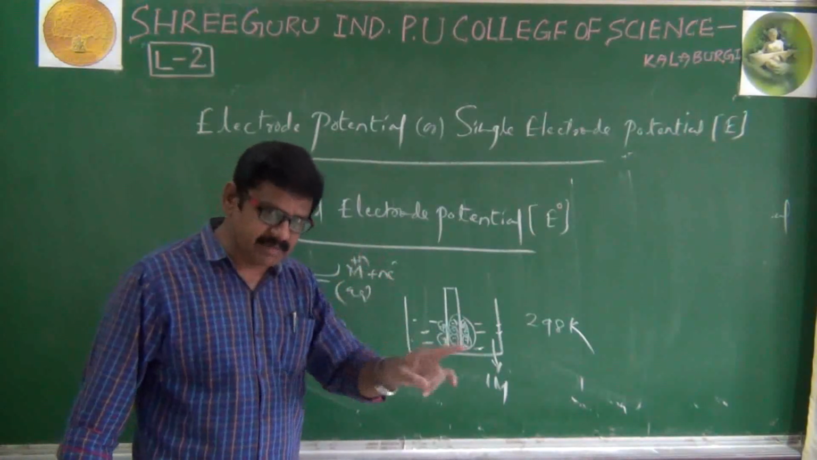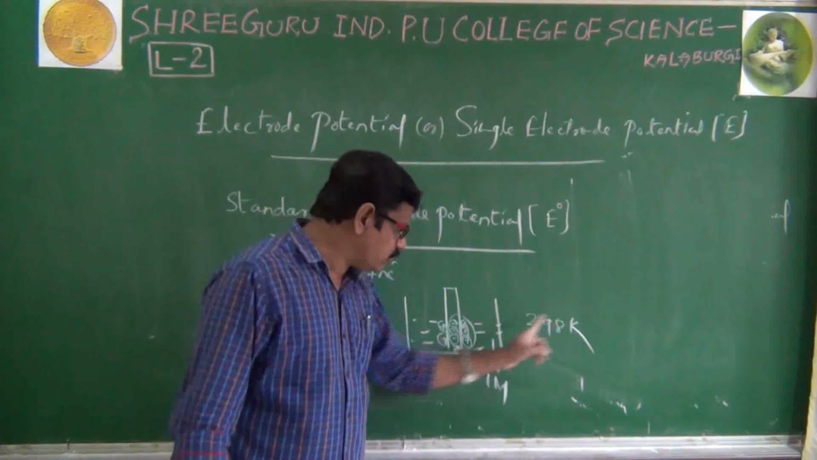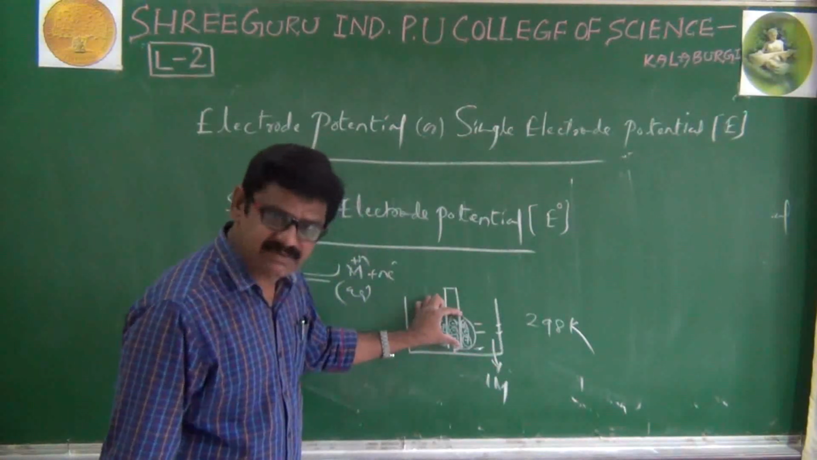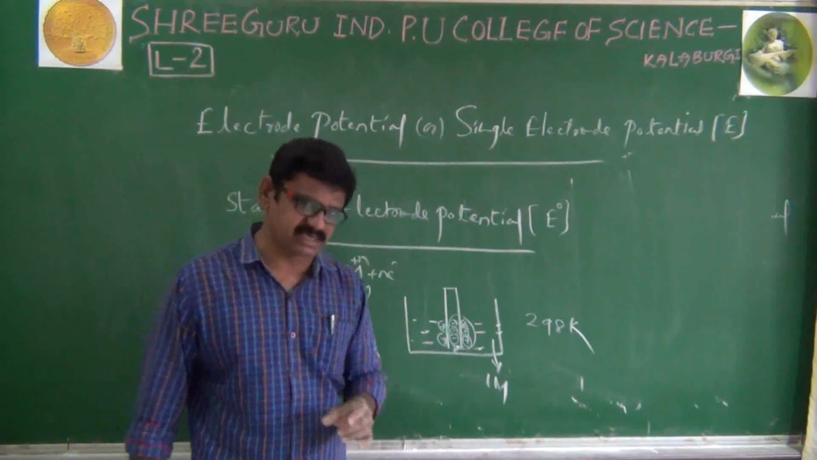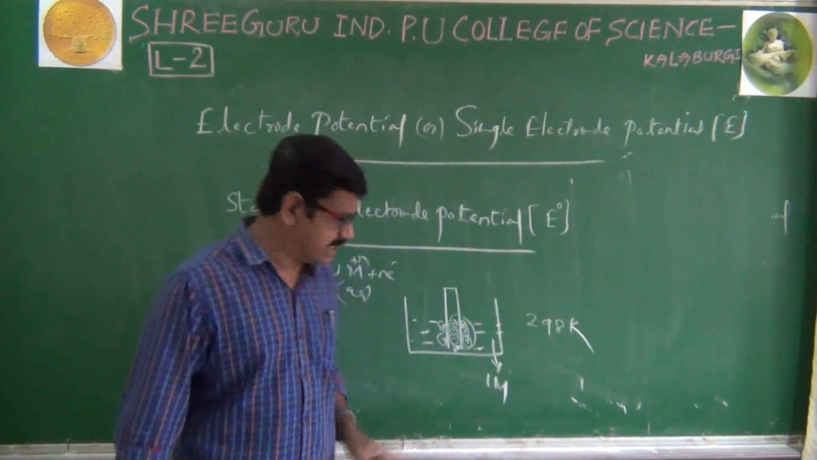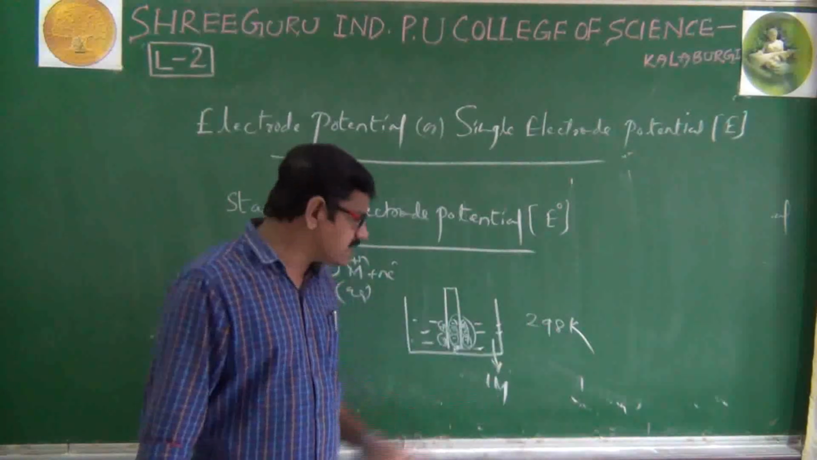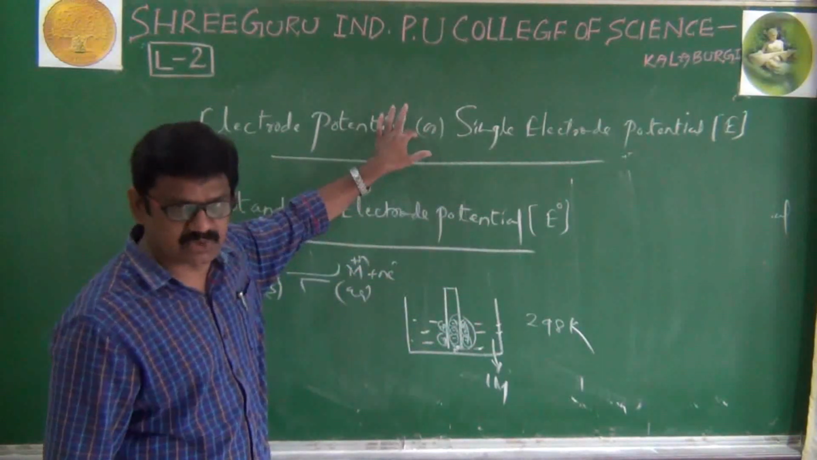What conditions do I mean? One is the concentration, one is the temperature. If both these conditions are maintained, whatever potential has developed due to charge separation is called a standard electrode potential. Suppose conditions are not maintained, whatever the concentration may be as well as whatever the temperature may be, in that case, whatever potential has developed is called a single electrode potential.